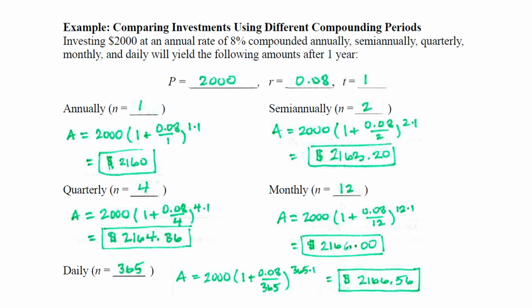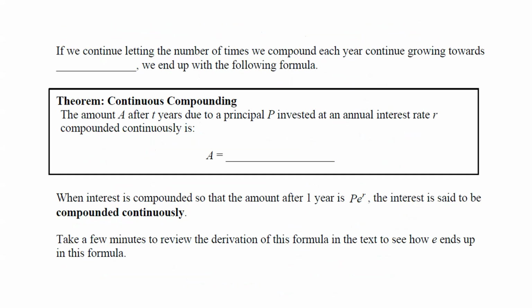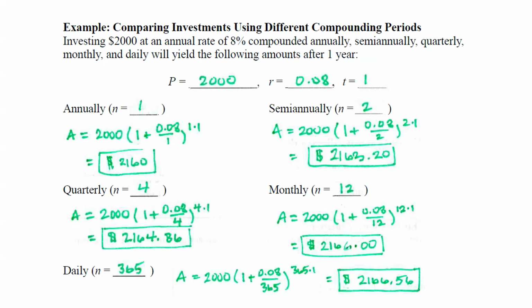So as N is increasing, from 1 to 2 to 4 to 12, and then to 365, what do you notice? Oh, let me go back. So the key thing that we notice is that as N increases, the final amount increases. So the key insight here is that more frequent compounding means more money. But notice the increases start getting smaller as N gets bigger. So going from annual to quarterly makes a bigger difference than going from monthly to daily.